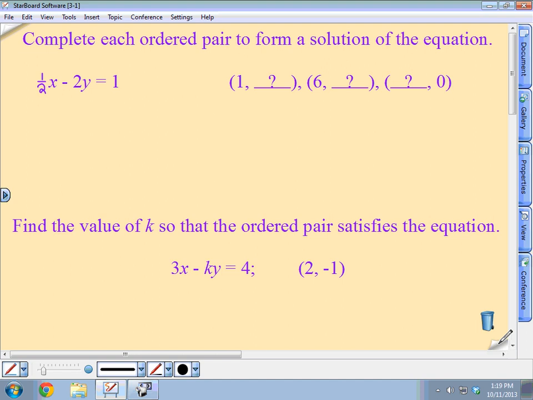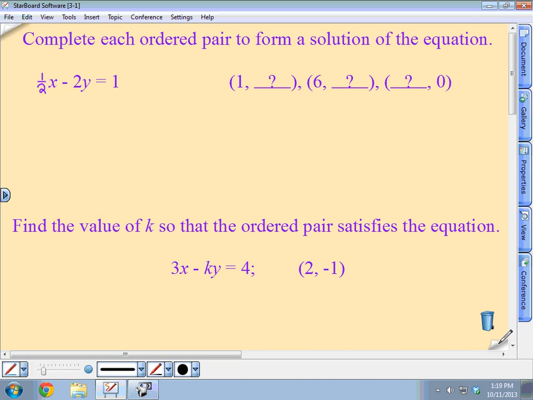Okay. Now we get these where it says complete each ordered pair to form a solution of the equation. So here we have some ordered pairs, and they give us one or two. They either give us the x value and want us to find the y, or they give us the y value and want us to find the x. So in order to do that, again, we're just going to substitute in.